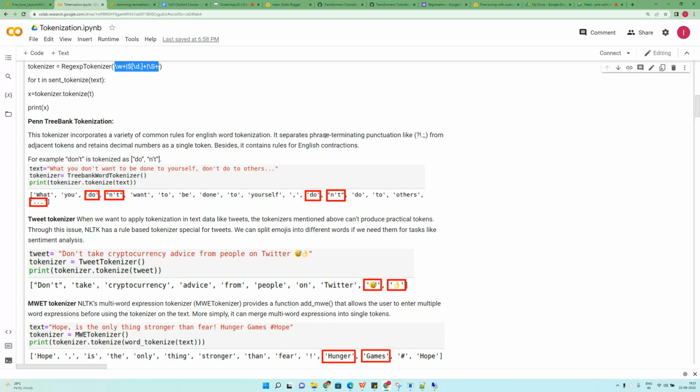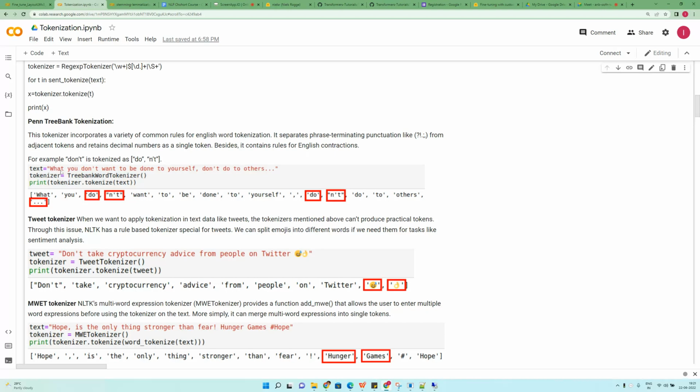It separates terminating punctuations. If there is any question mark, colon or exclamation mark, it automatically divides that into a separate word. If there are any numbers, it divides those separately too. And if you have something like don't, right? Instead of keeping it as don't, it divides it into do and n't. So these are different techniques already implemented in the background.